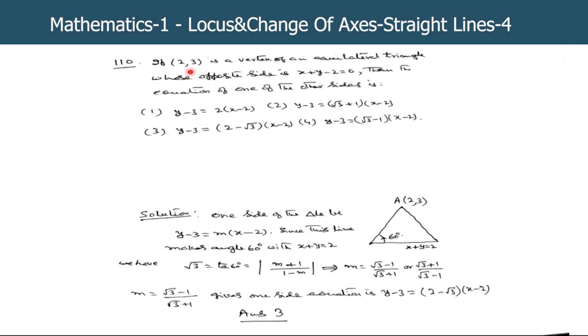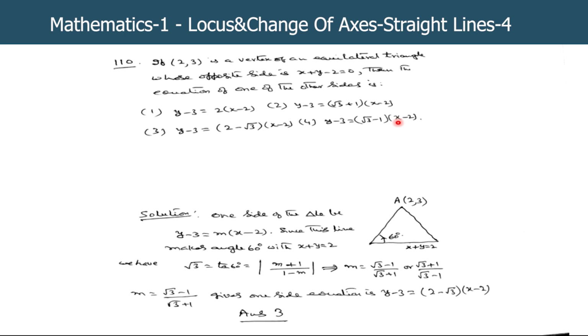110. If (2, 3) is a vertex of an equilateral triangle whose opposite side is x plus y minus 2 equal to 0, then the equation of one of the other two sides is: 1, y minus 3 is equal to 2 into x minus 2; 2, y minus 3 is equal to root 3 plus 1 into x minus 2; 3, y minus 3 is equal to 2 minus root 3 into x minus 2; and 4, y minus 3 is equal to root 3 minus 1 into x minus 2.